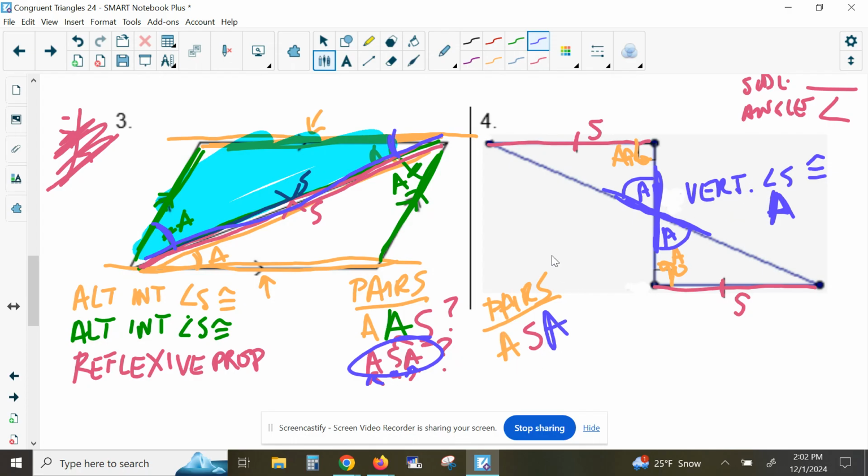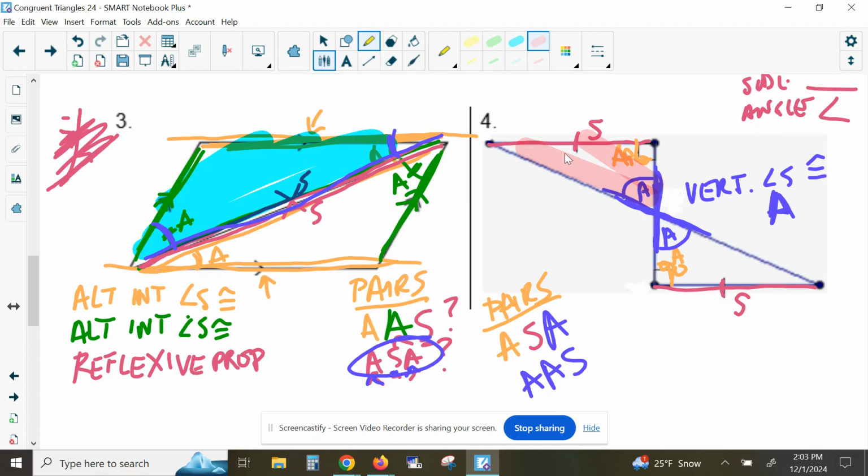So I have two A's and an S. That means I could be looking for ASA, or I could be looking for AAS. Those are both options here. So remember, you got to look at one of the triangles because you're trying to decide, is your S touching both of the A's like in this one, or is your S touching just one of the A's like in this one? So remember, only look at one triangle. I'll look at this top pink guy.